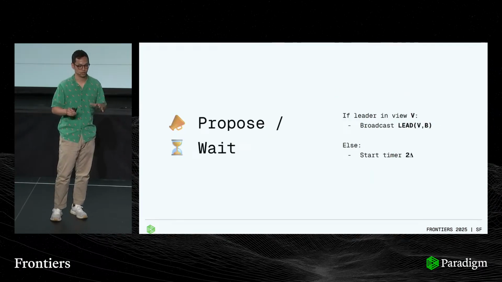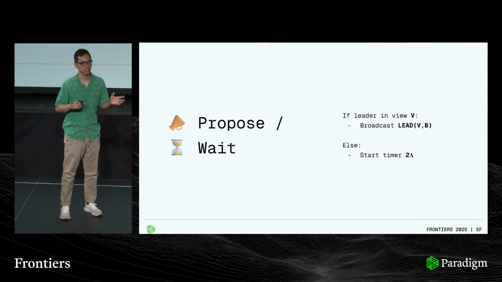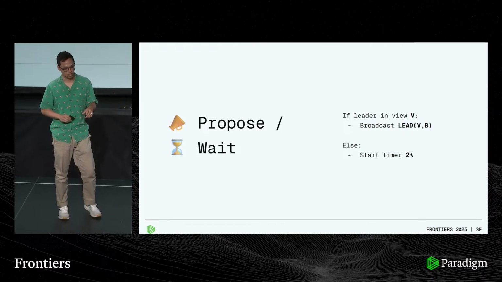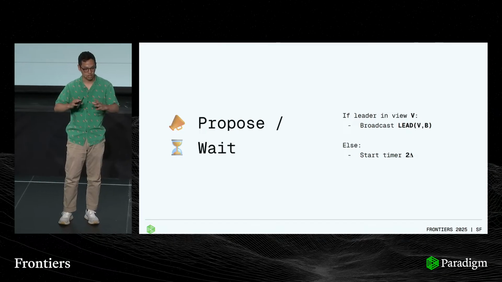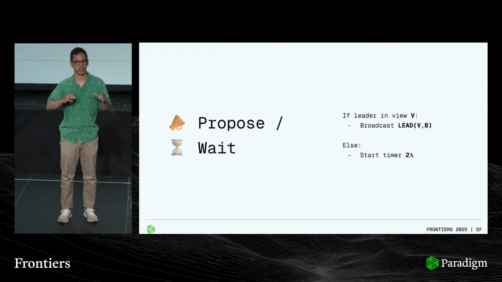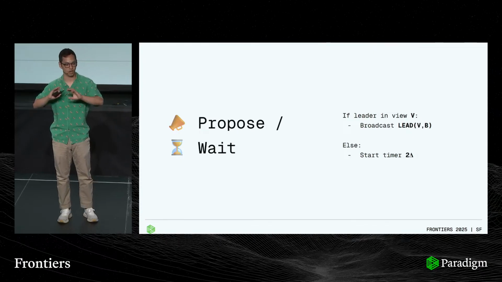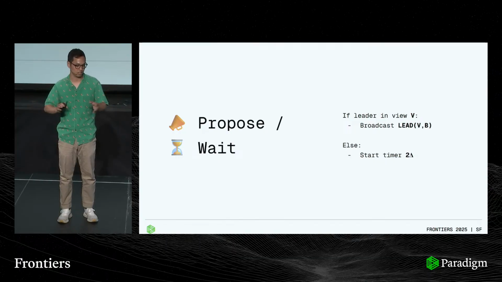OK, so getting into the first part of the algorithm, you either propose or you wait. In each view, there's a leader. And if you're the leader, you propose. So I say broadcast lead. Lead is basically some message that you're sending out. By broadcast, I mean you send it to every other replica. So if you're the leader, you broadcast the block to every replica with this message called lead. Basically, I'm the leader, and here's the block for view V. So that's the V and the B.